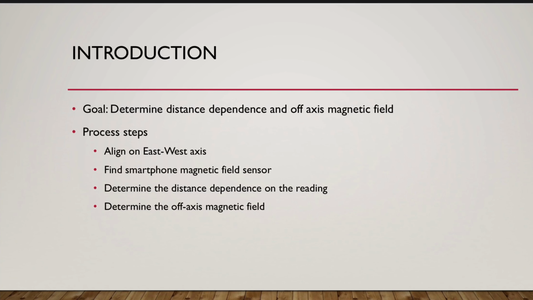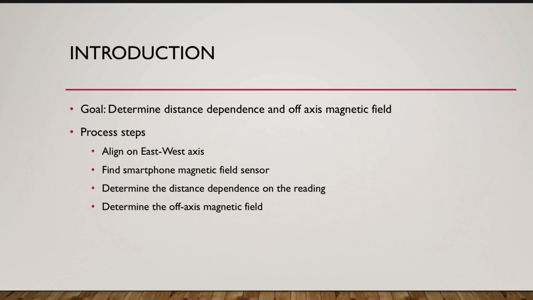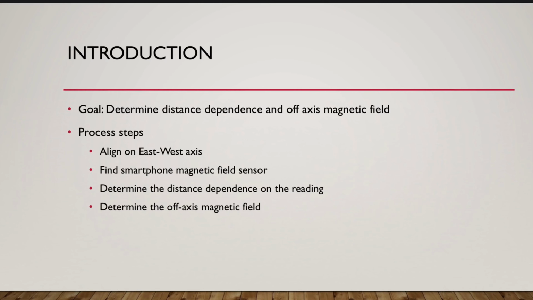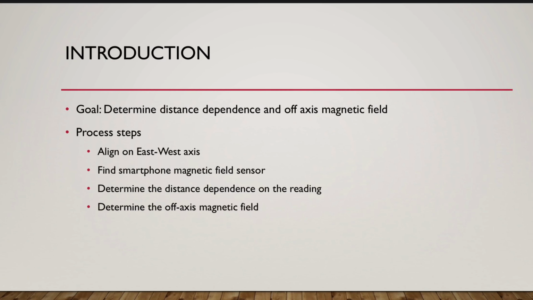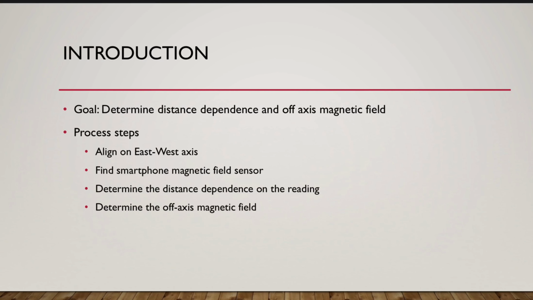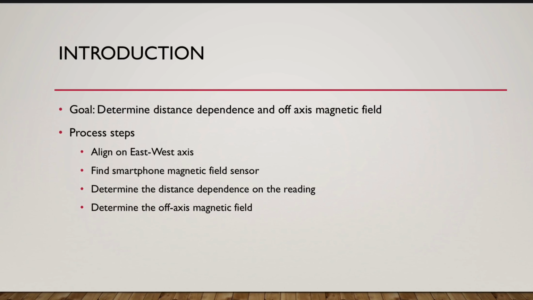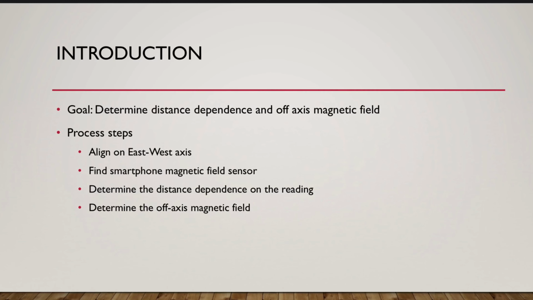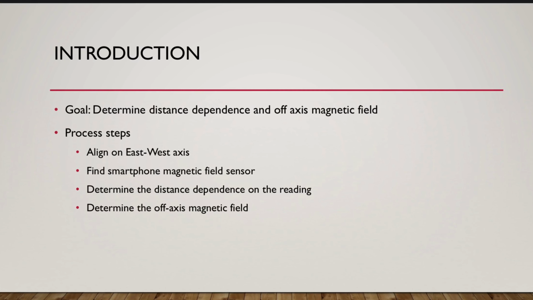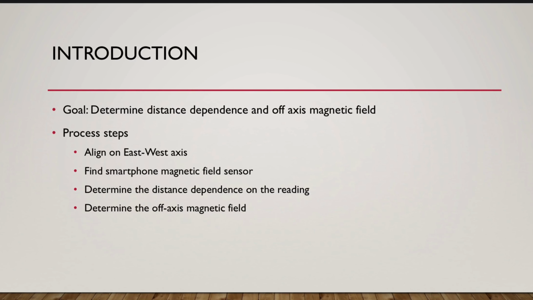The goal of the lab is to determine the distance dependence of the magnetic field and length, and to determine the off-axis magnetic field at a 45-degree angle. This will be done through aligning a ruler on an east-west axis, which allows the x component of Earth's magnetic field to go to 0.